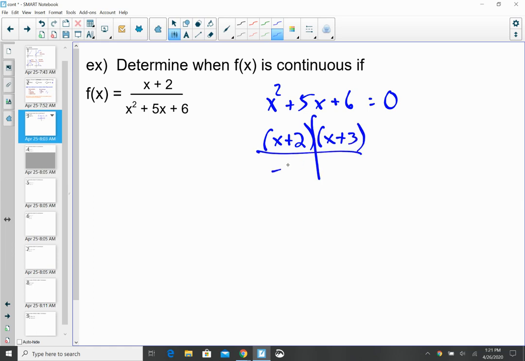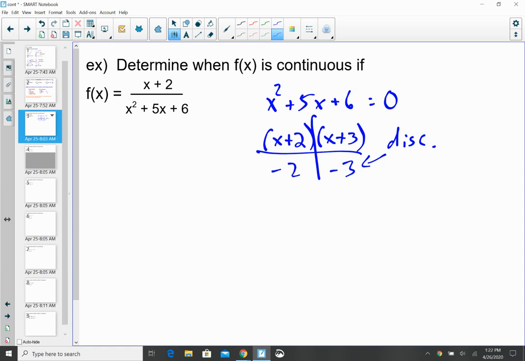So the x values would be -2 and -3. That's where it's discontinuous. That's where the discontinuity happens. So that means we're continuous everywhere else except those two values. Now somebody might point out, but you have an x plus 2 here. Can't that cancel with the x plus 2? Yeah, that's great. I'm so glad you saw that. It means nothing. If the denominator equals 0 for these two values, that's discontinuous, continuous everywhere else.